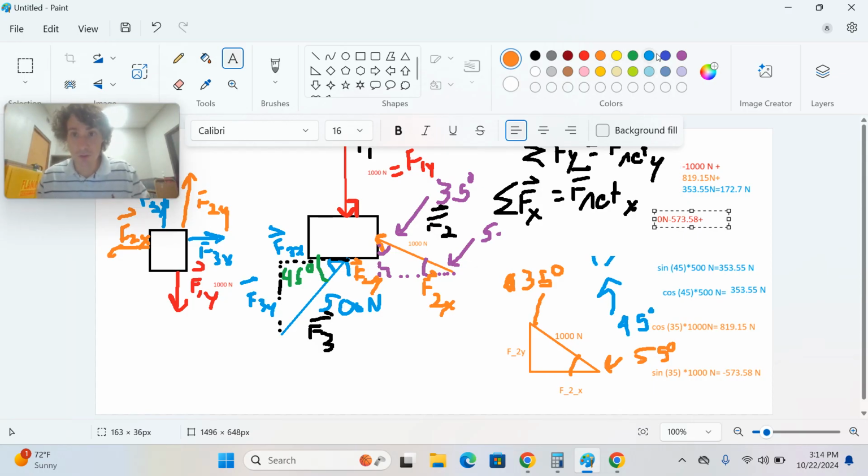Plus, and then we switch to blue. This is going to the right, so it's still positive. Plus 353.55 newtons. And we say equals. We can tell it's going to be negative, right? Looking at this, we know negative 573 is bigger, but let's get the exact amount.